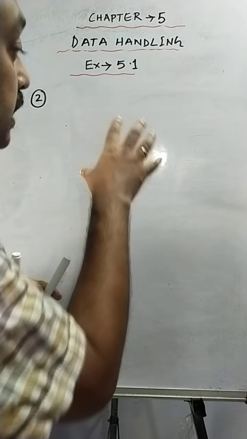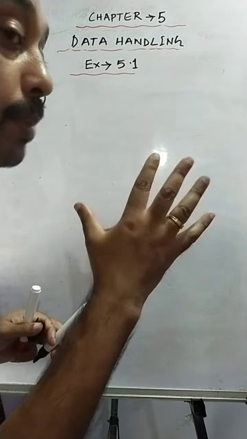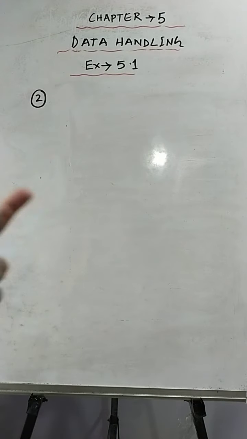So now in this session, we'll start a new chapter, that is data handling, chapter 5, and today we'll do only one question, that is question number 2 from exercise 5.1. In this question number 2, we have two parts. In the first part we have to make a frequency distribution table, and in the second part, with the help of the table that we'll draw, we have to draw one bar graph. So the two parts we'll do.